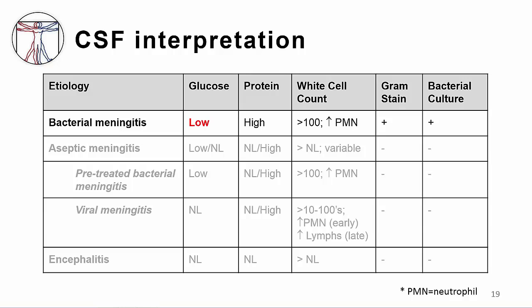So why do we see these changes in the CSF? The glucose is low because the bacteria consume glucose and because less glucose is transported into the CSF. The protein is elevated because of increased bacterial replication, bacterial death, recruitment of white blood cells, and increased levels of immunoglobulins and other proteins as a part of the immune response.